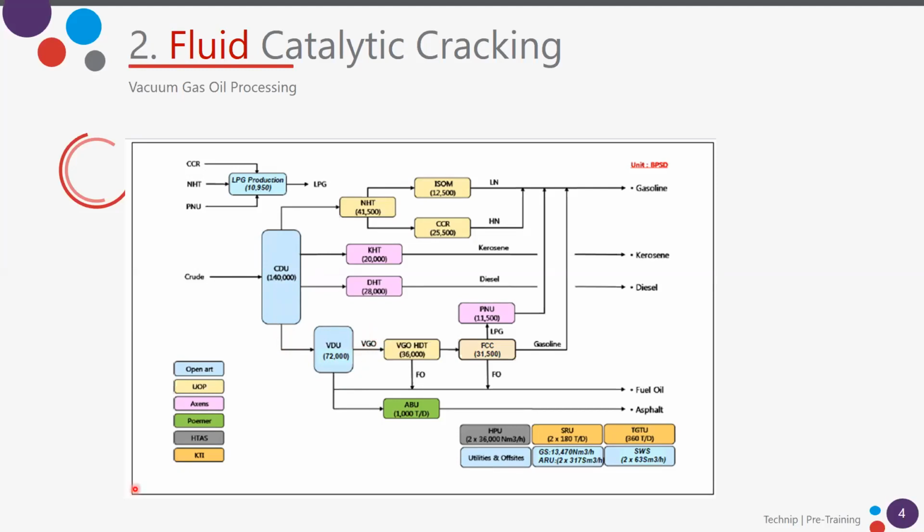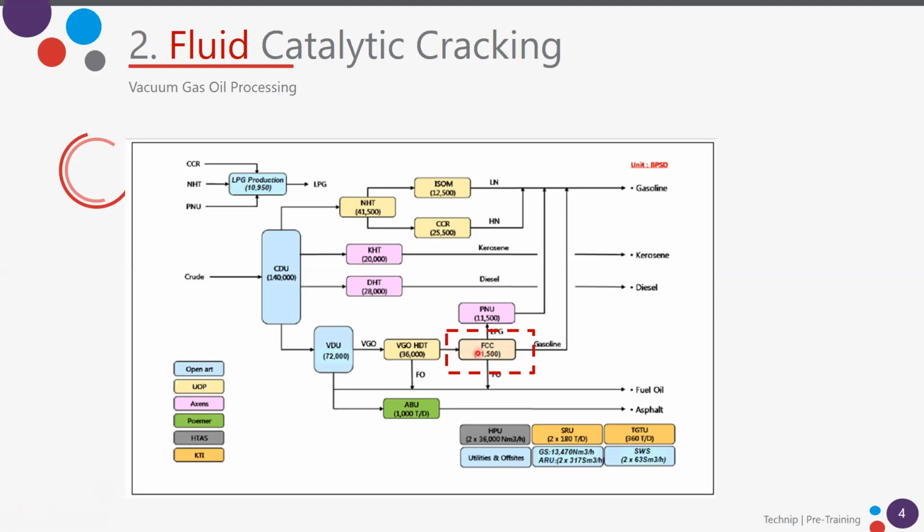This VGO, we will first hydrotreat it to remove the sulfur and nitrogen. Remember from the other session, we have to reduce the sulfur content of this stream to 150 ppm of sulfur. And also, of course, we will remove some metals and we will have some hydrogenation of the unsaturated hydrocarbons. Then we will send this stream to the FCC unit, that is the fluid catalytic cracking unit.